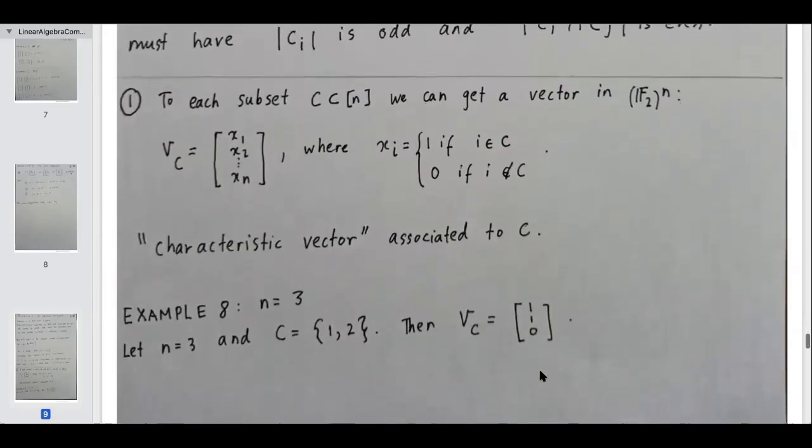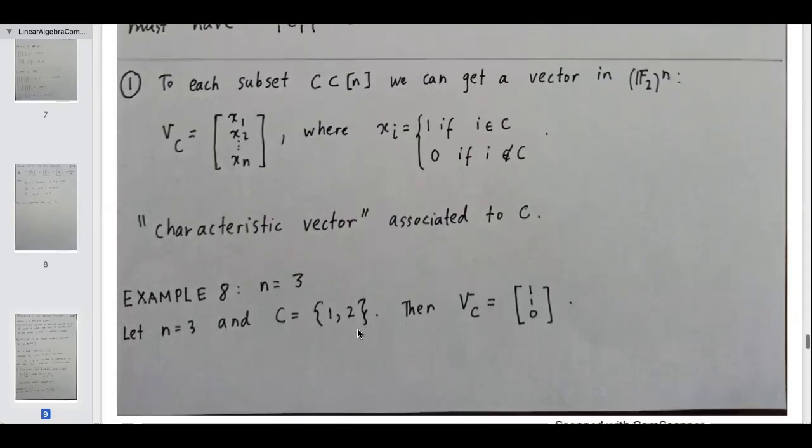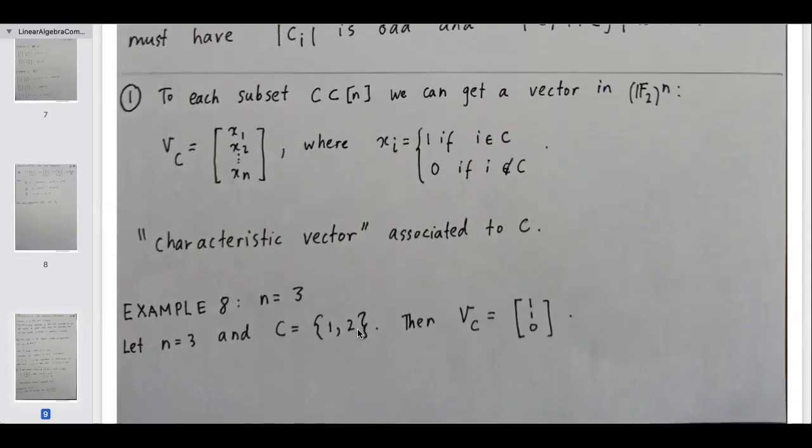So just a quick example. n equals 3. The big set 1 to n is {1, 2, 3}, and say our subset is {1, 2}. Then VC is equal to (1, 1, 0). The first component is 1 because the element 1 belongs to the set. The second component is 1 because the element 2 belongs to the set. And the third component is 0 because the element 3 does not belong to the set. So this is the characteristic vector associated to C.